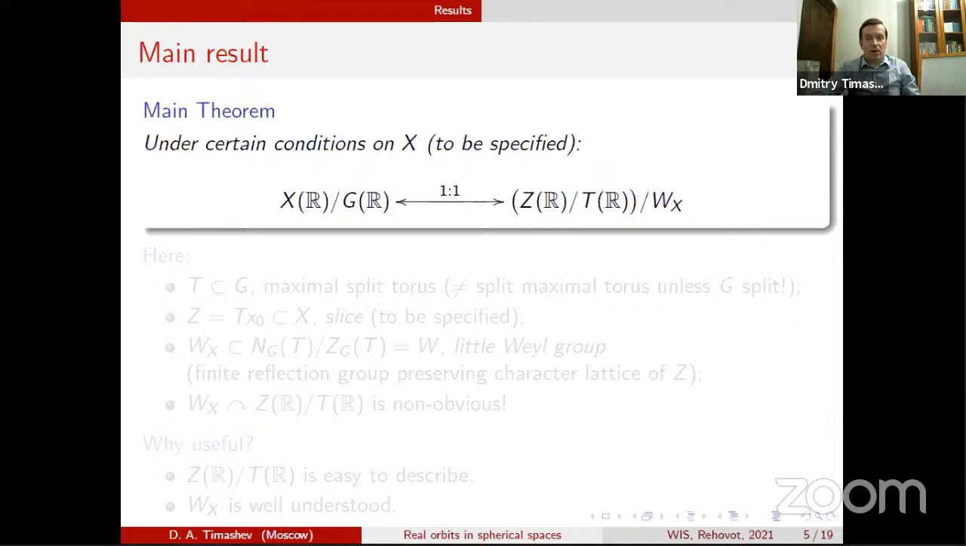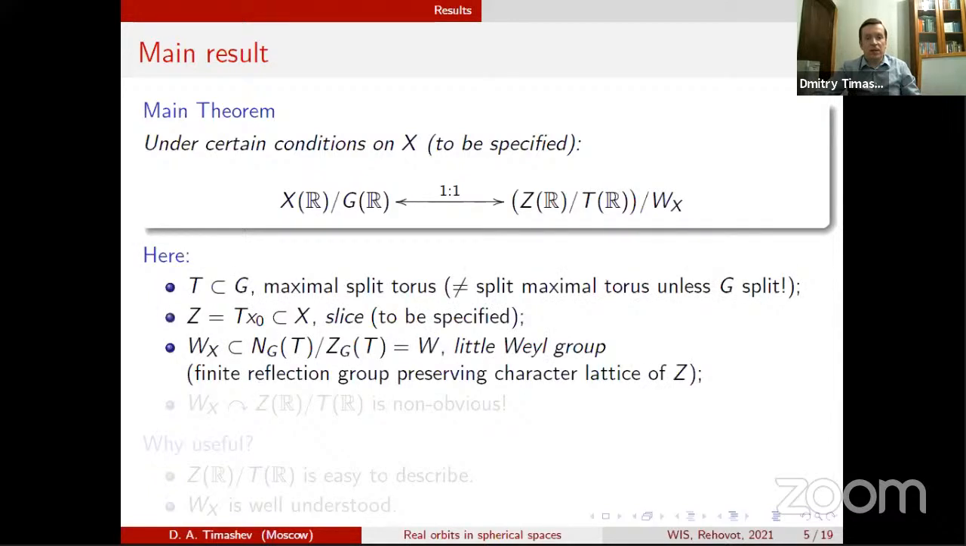So let me comment on the notation. Here, T is a maximal split torus, which should not be mixed up with the split maximal torus. The latter doesn't exist unless G is split itself. So T is a maximal split torus in G. Z is a certain orbit of T in X, which will be called a slice. And I will specify what is a slice later on.